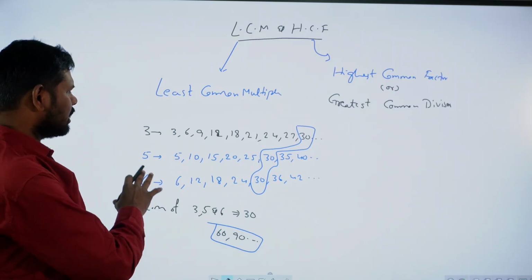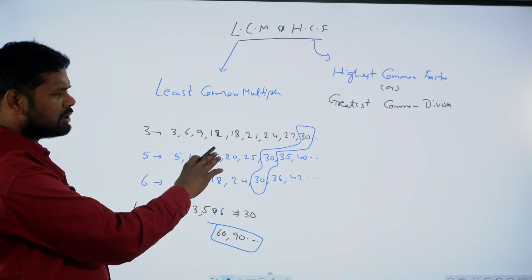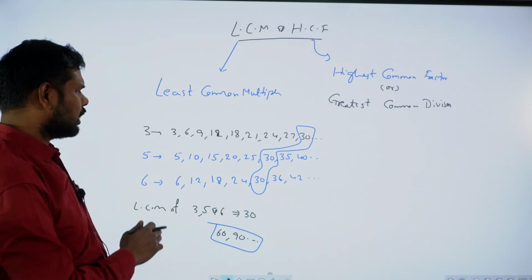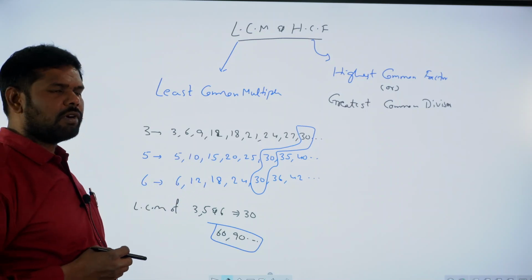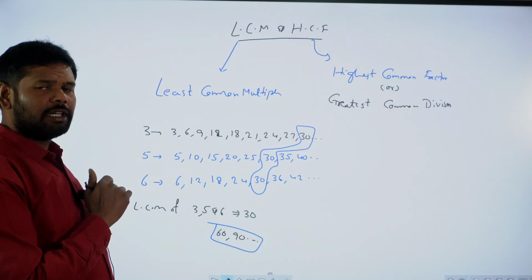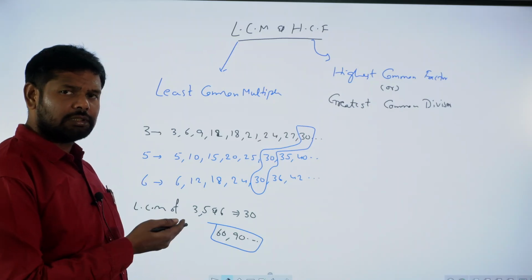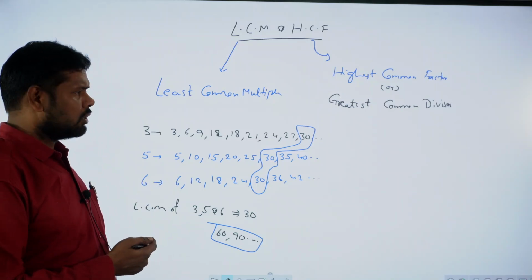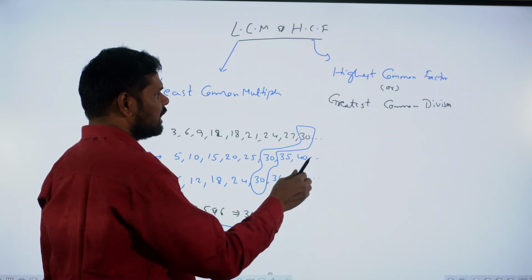So LCM is nothing but the least common multiple. It is not always possible to write all multiples and find a list. So for that we will find the LCM in different ways, based on prime factorization and short division. We will look into that.